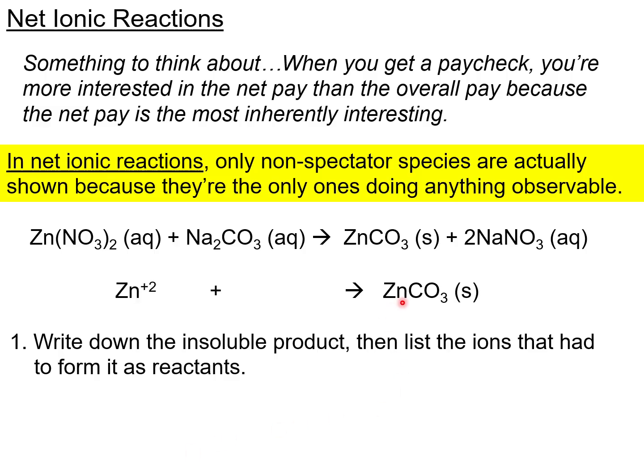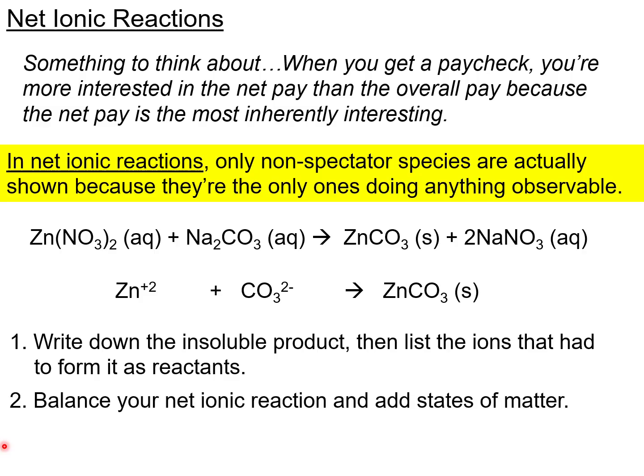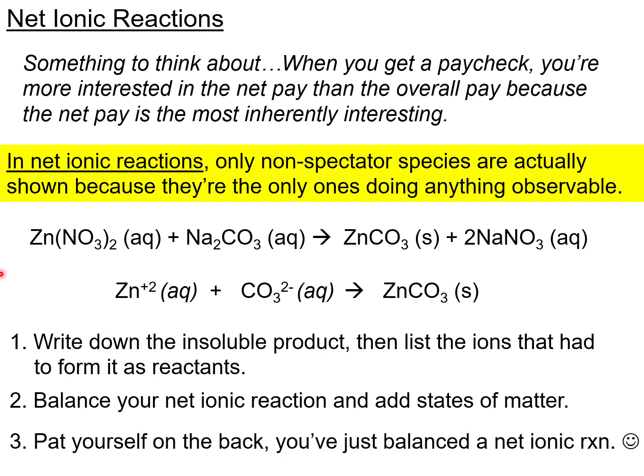The only way you can make zinc carbonate is by combining zinc ions with carbonate ions. And then you add states of matter to make it absolutely perfect. Make sure it's balanced. One zinc, one carbonate, one carbonate. It is. And so, yeah, pat yourself on the back. You've just balanced the net ionic reaction equation.